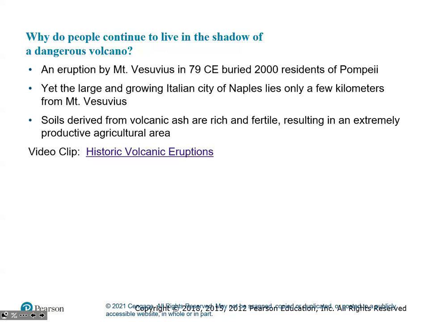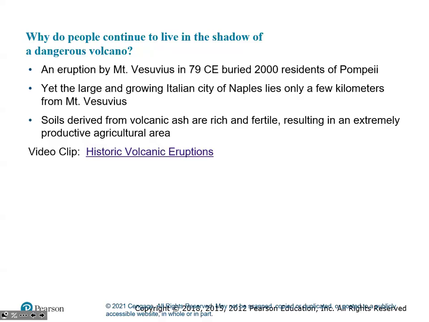So now, these volcanic eruptions happen. Why do people continue to live near such a dangerous thing? Like, the eruption of Mount Vesuvius in 79 CE buried the 2,000 residents of Pompeii. It also destroyed several other towns in the area. Yet the large and growing Italian city of Naples lies only a few kilometers away from Mount Vesuvius. Why are people still living there?